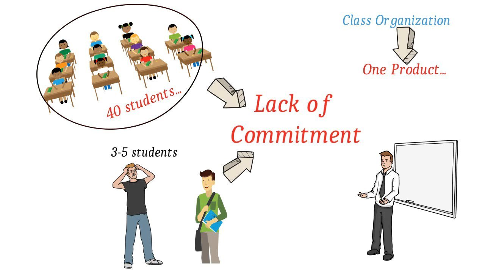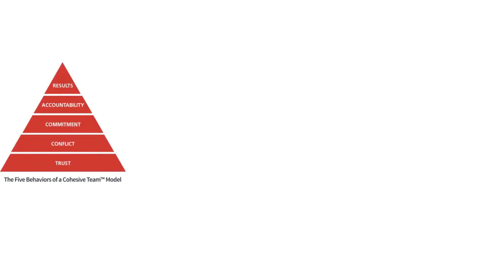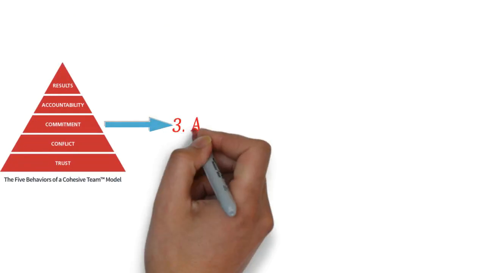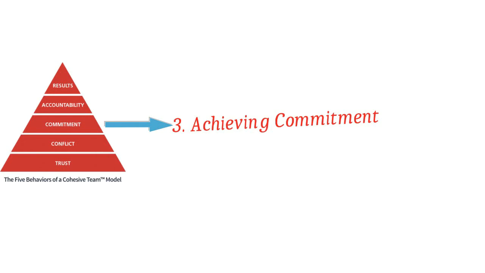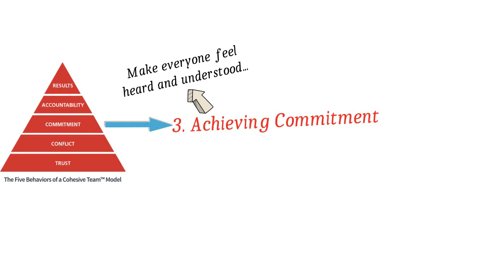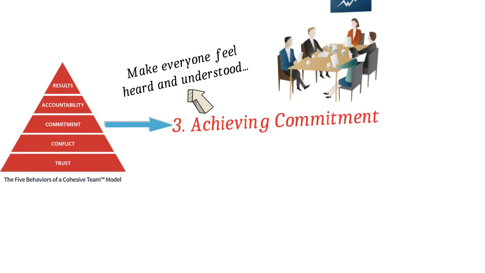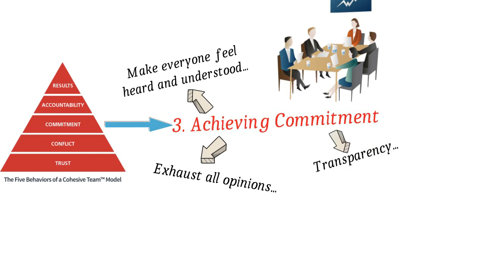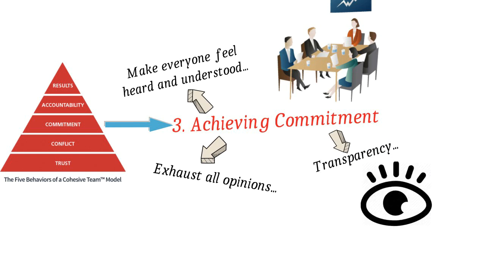So after building trust and mastering conflict, it's important to get team members committed to the goals, mission or vision of the team. Normally everyone desires to be heard and understood. Team members need to feel that they are part of what's going on and that their opinions matter. So as a leader, you drive commitment by exhausting all opinions before any decision is taken. You can do that by encouraging them to express their opinions on a matter. And once a decision is taken, you also need to make them understand why their opinions were not considered.